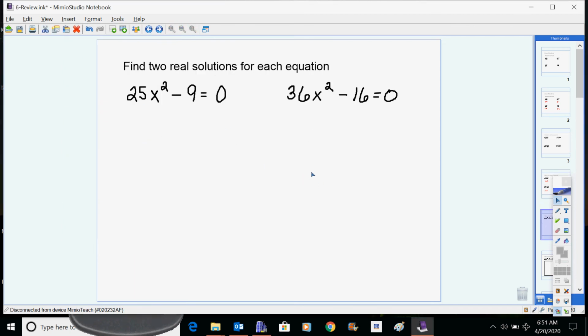All right, now when you're trying to find the real solutions for a problem where you need to use a square root to solve, there are the 2 real solutions that you're looking for, so please be careful with that.